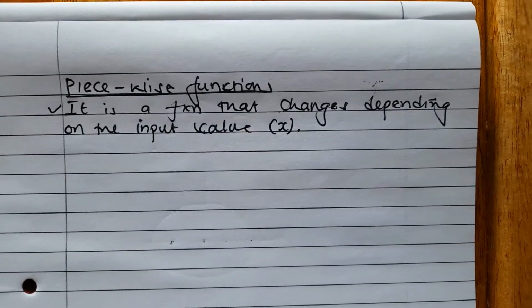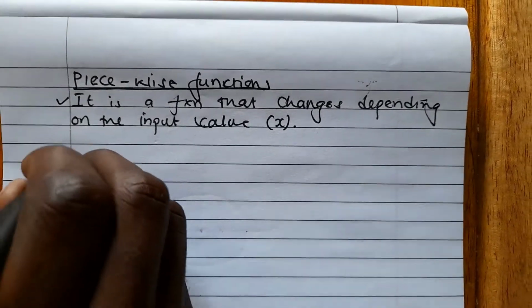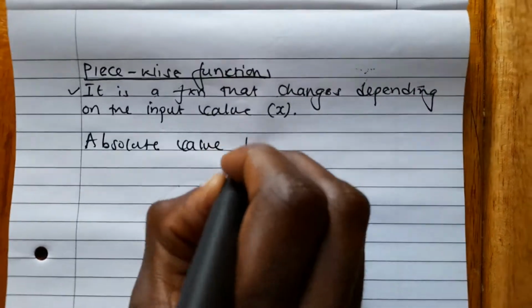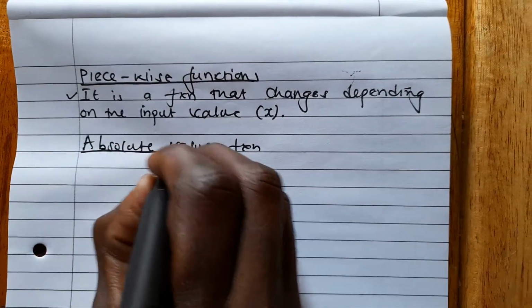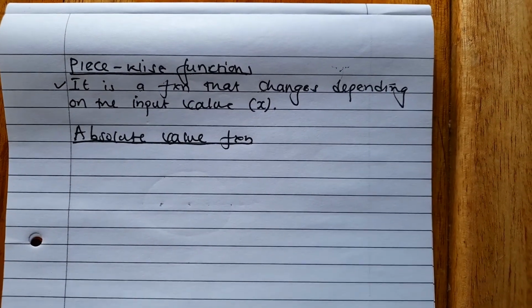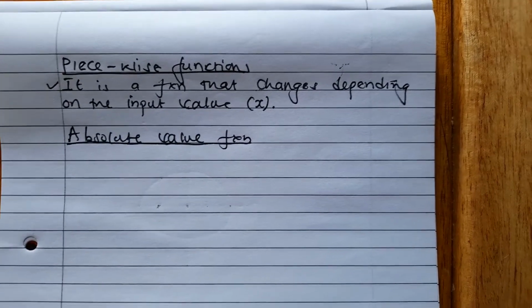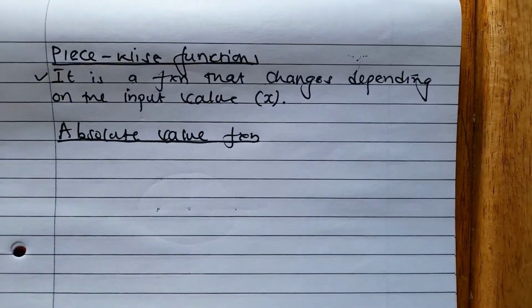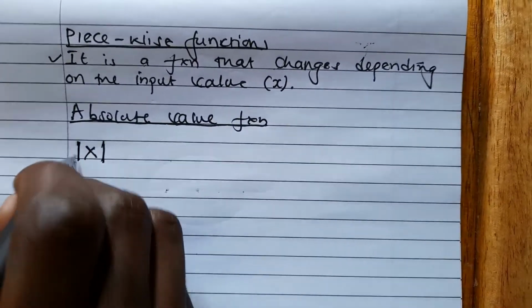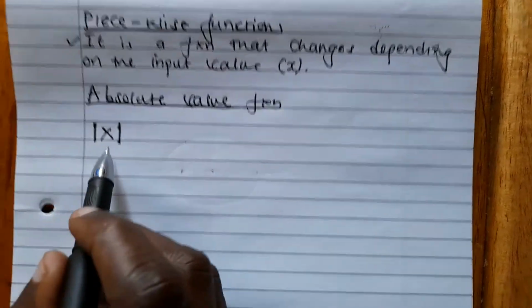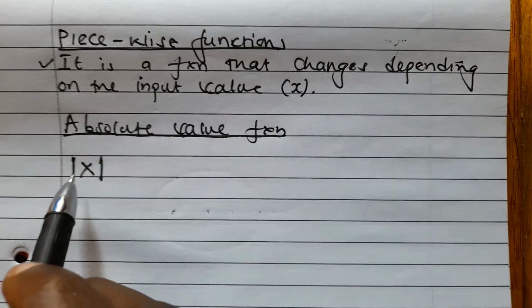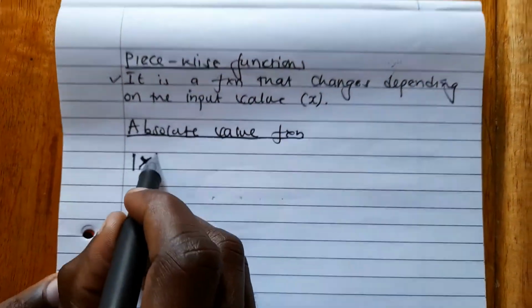And a good example of a piecewise function is the absolute value function. This is another good example of a piecewise function, and we will be using this function to get a clear understanding of what a piecewise function is. We realize that an absolute value function, let's say absolute x, is how we represent an absolute value with the two bars.